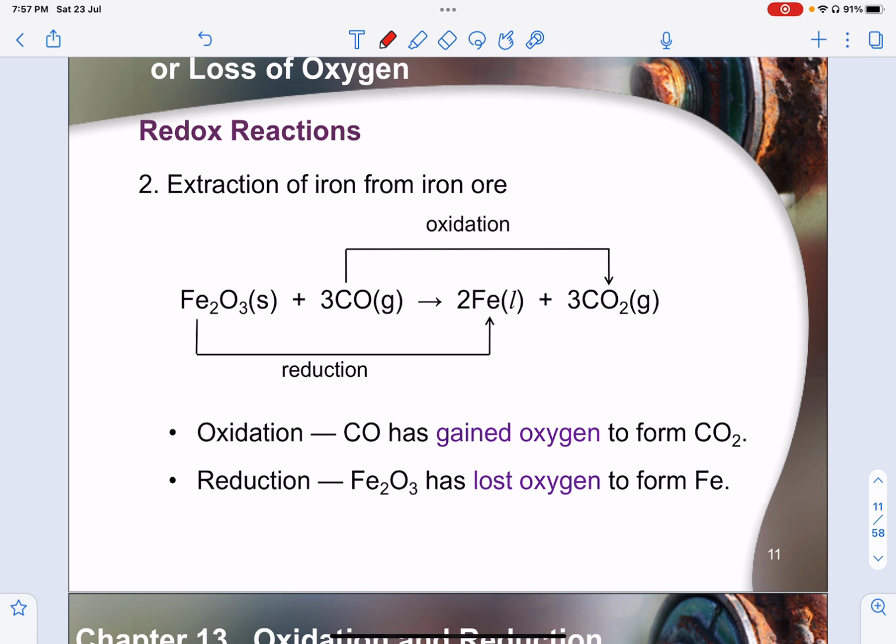This is another example where we could see iron trioxide forming iron through reduction. You will see this equation quite familiar again in the chapter on metals after this chapter, because this is one of the key equations that you have to remember for the extraction of iron. Next is of course carbon monoxide undergoing oxidation to form carbon dioxide.